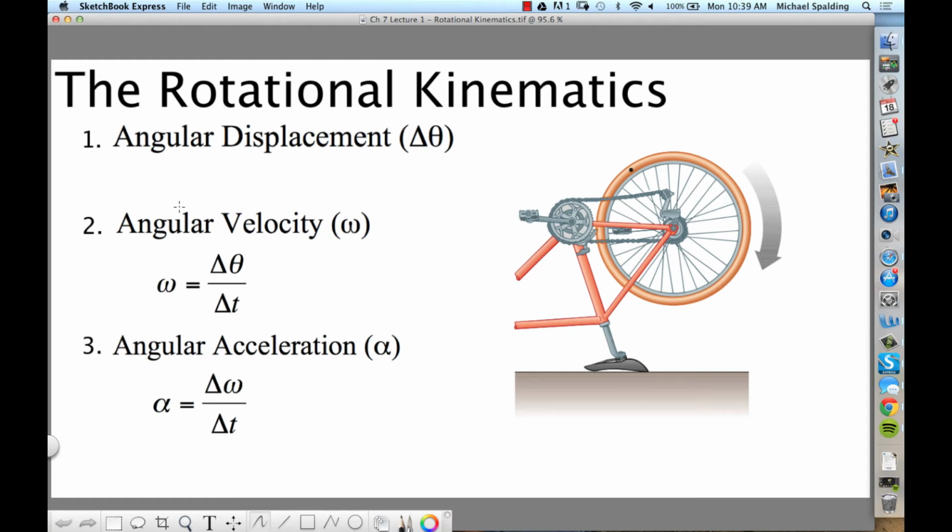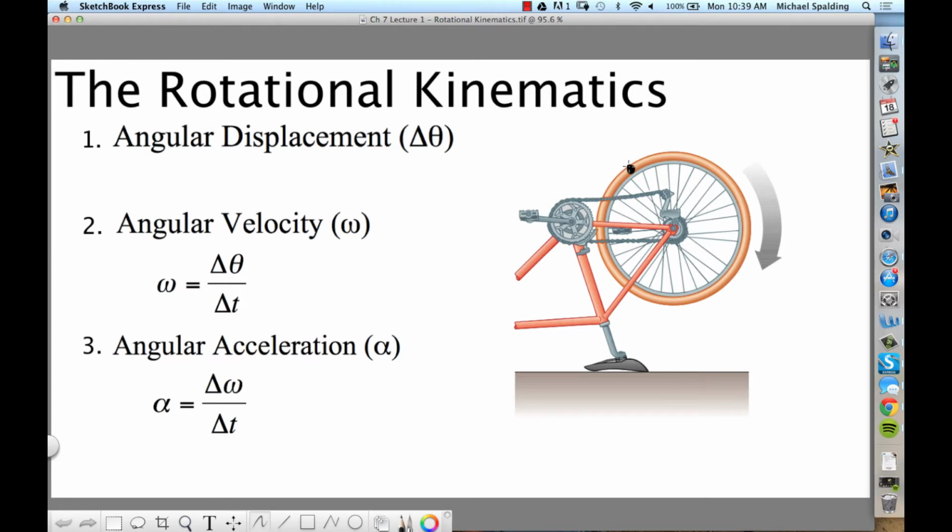So chapter 7 begins with rotational kinematics. Okay, 3 terms you have to know. The first term, angular displacement. So angular displacement is like this. Imagine this wheel here, this bicycle wheel. See this point right there?